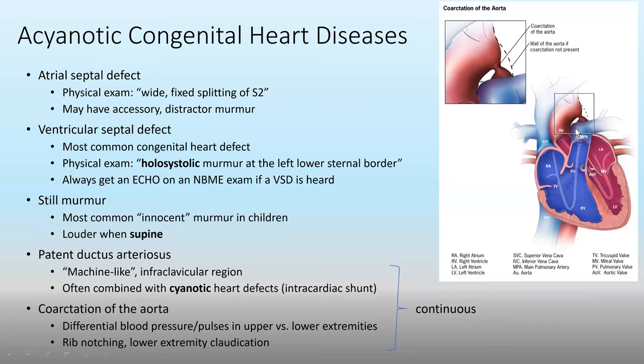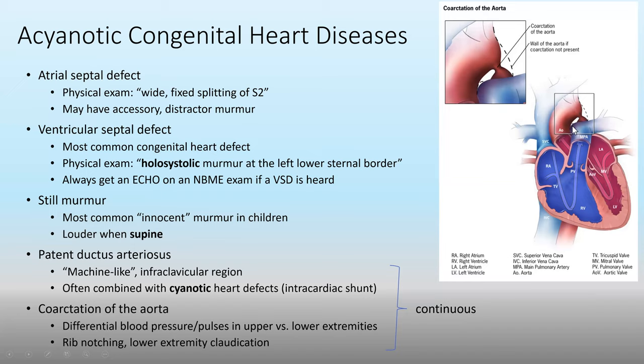It would be right here between the aorta and the pulmonary artery. So as the high pressure blood flows through here, it would drop down into the low pressure pulmonary circulation, and you would basically have it recycled back into the circulation. So both of these would be continuous murmurs. Obviously, the hint in PDA is the machine-like sound, the infraclavicular region. So if we have the sternum here, the aorta is all the way here, and your clavicle would be right about here. So the infraclavicular region is just where the sound is occurring.